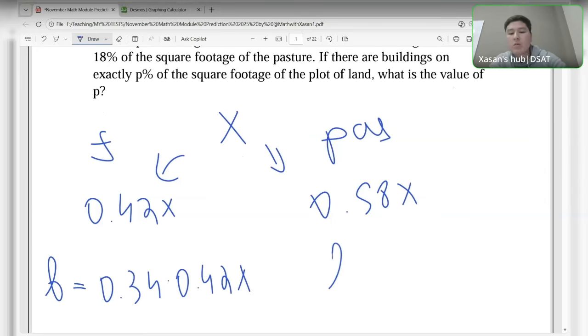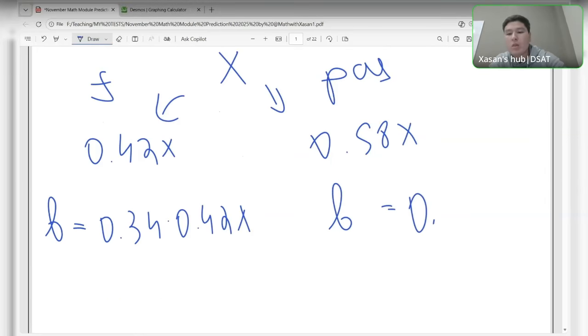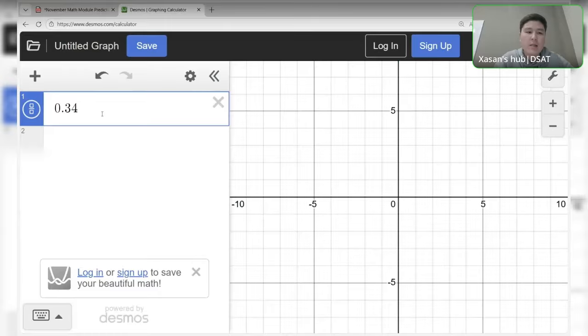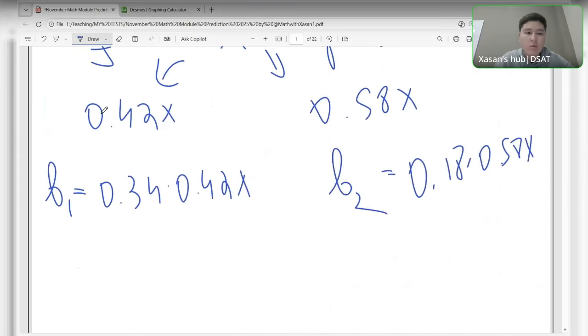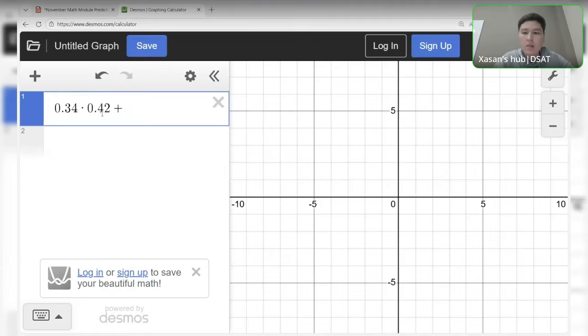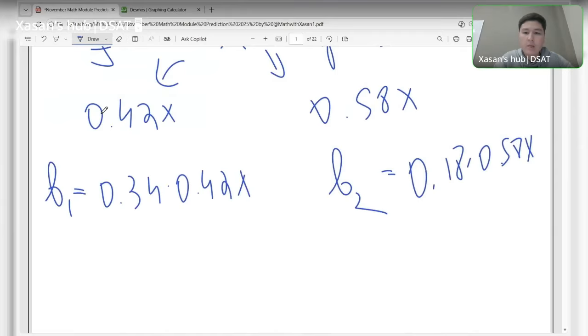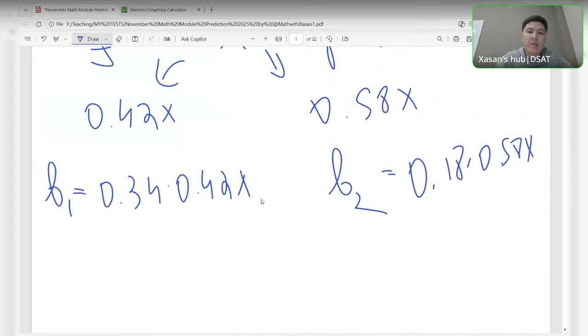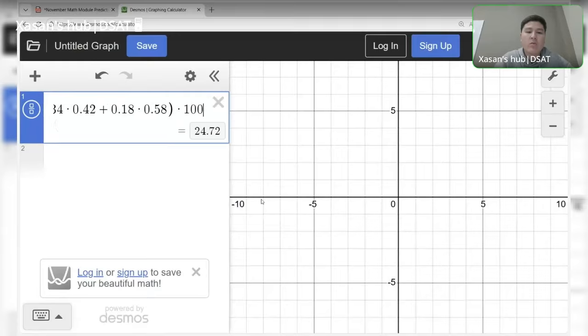And from the pasture, the buildings are 18%. So 0.18 times 0.58X. And you just have to add them all, let's say buildings 1 and buildings 2, to find the total percentage. And here guys, I'm going to use the decimals: 0.34 times 0.42 added to 0.18 multiplied by 0.58. And now guys, you have something in number form, right? By the way guys, I'm not writing that X because I will be explaining now. You just have to multiply it by 100 to convert to the percentage. And now we're having 24.72.